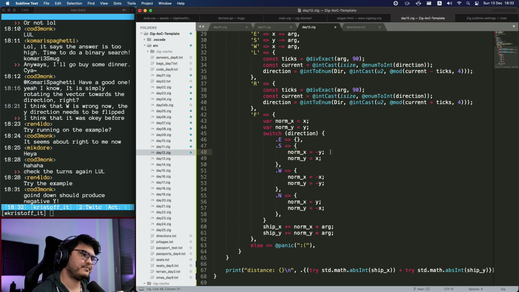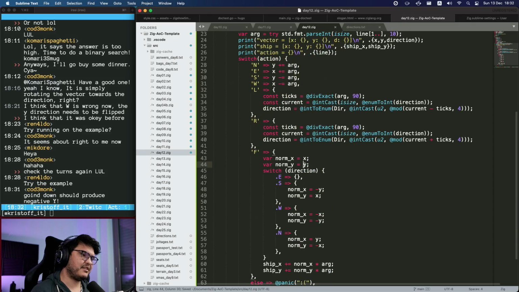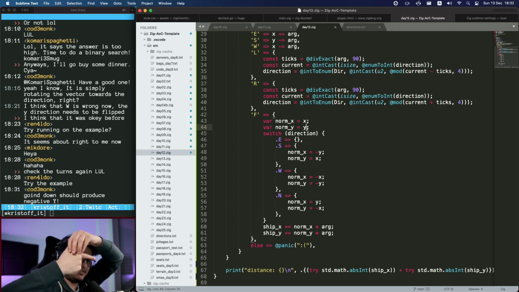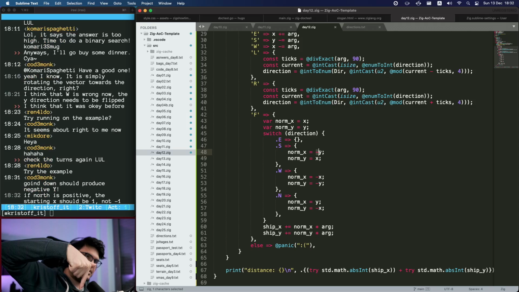Goddamn it. So, one bug fixed. Second bug is: is this stuff correct though? So my vector is like this. This is x, this is y. This is east, this is south. X is minus y. No, x is y. Y is minus x. Down is negative.